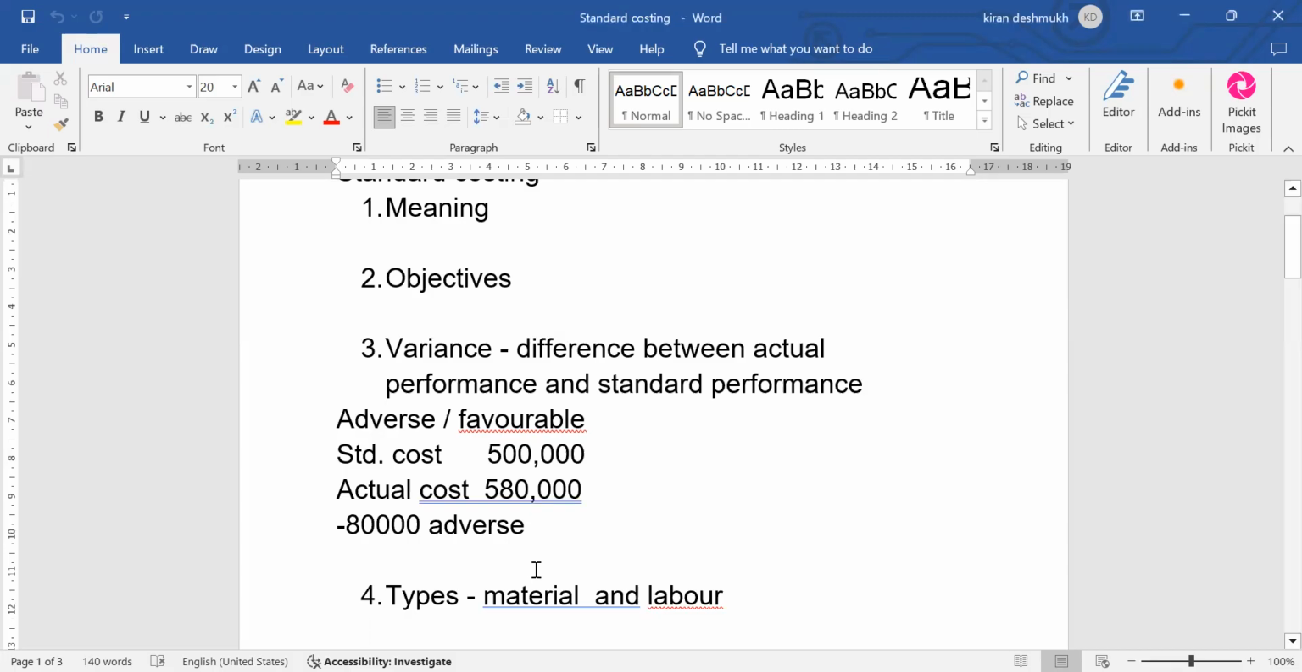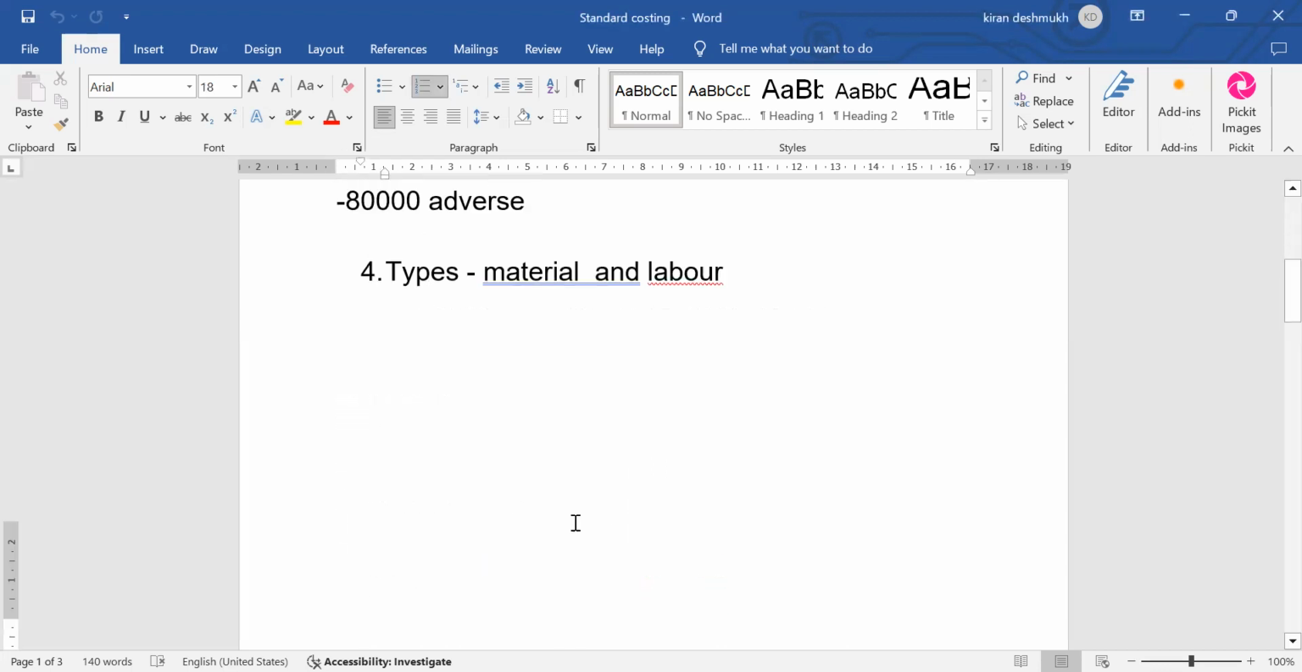Now the next part is about the types of standard cost. There are basically two types of standard cost in the syllabus. One is material and the other one is labor. We have other types as well, like fixed variance and variable variance, but that is not in the syllabus, so we are not considering that part.